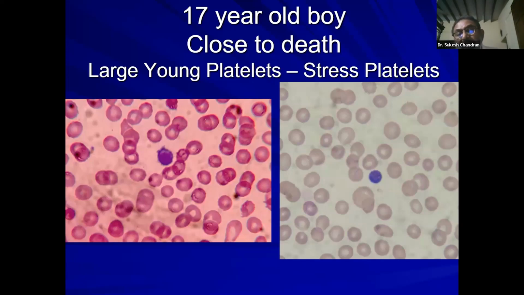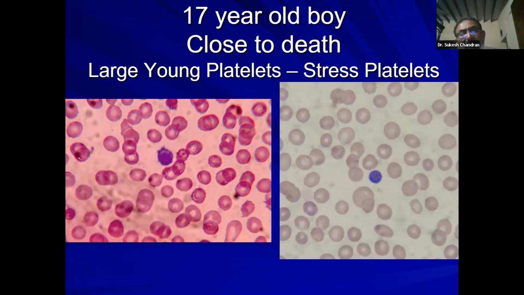So I called my anesthetist friend, my ICU friend. I said, your son has got stress platelets. He said, what do you mean by stress platelets? I said, basically they indicate that the platelet count will come up any time from now. How soon? I said, maybe 6 hours. I don't know why I said 6 hours. So, okay, we'll check the platelet count after 6 hours.